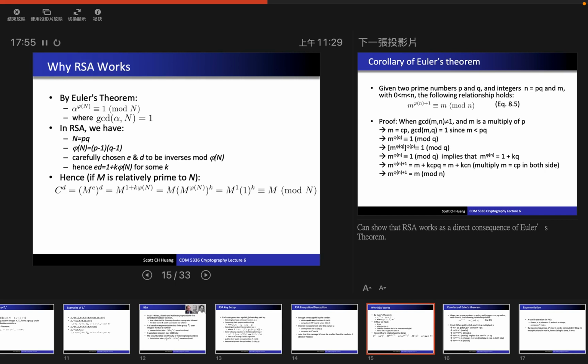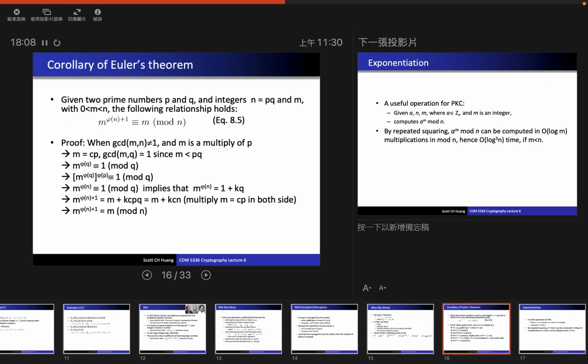So this proof does not work when the plain text m is not relatively prime. This proof only works when alpha and n are relatively prime. If alpha and n are not relatively prime, we have another proof. It still works, but the previous proof doesn't hold. It's a corollary of Euler's theorem. So yeah, this is for your reference. Even though it does not hold, we can have this relation.